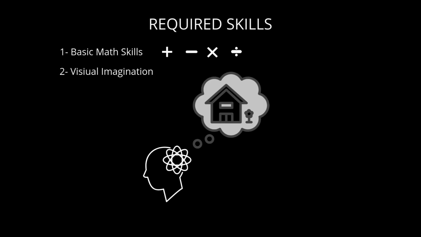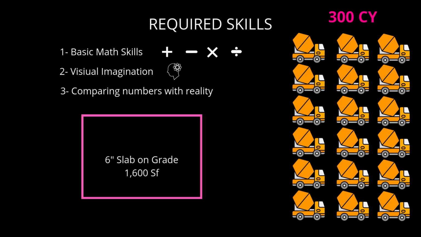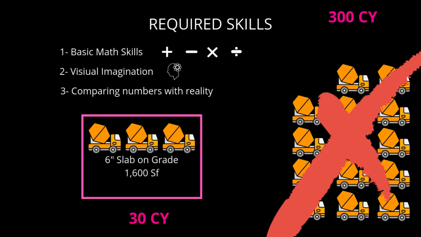2. Visual imagination. As you're estimating concrete elements, you need to build the structure in your mind and see if it makes any sense. 3. Comparing numbers with reality. You need to have the ability to see if numbers don't make sense. If you figured 300 cubic yards of concrete for 1,600 square feet of 6-inch slab, you should be able to catch that with your senses. It's supposed to be only 30 cubic yards. This is a very important skill that will improve with time.